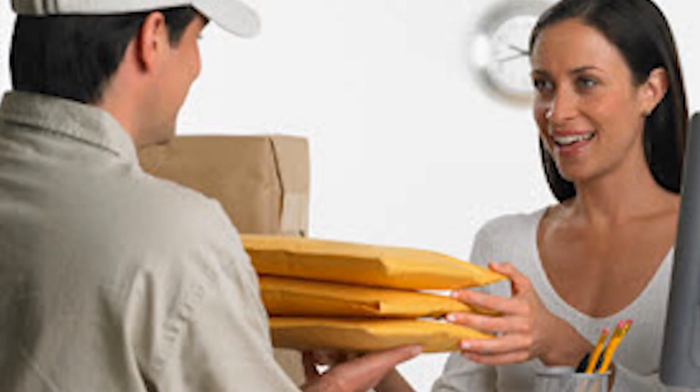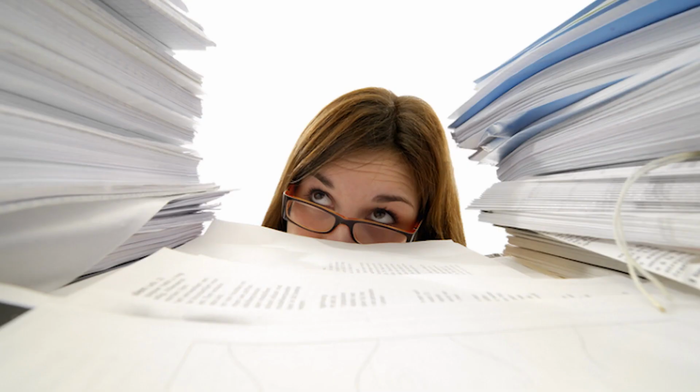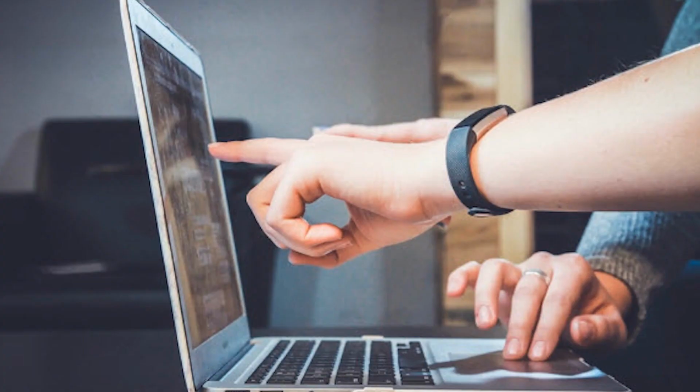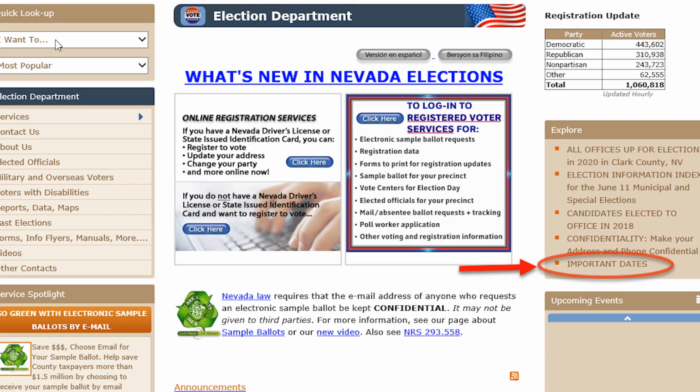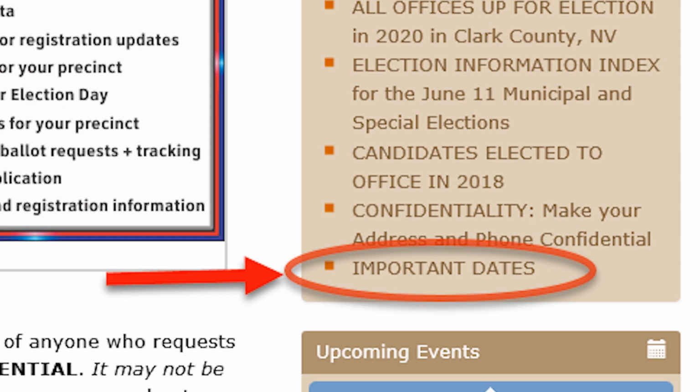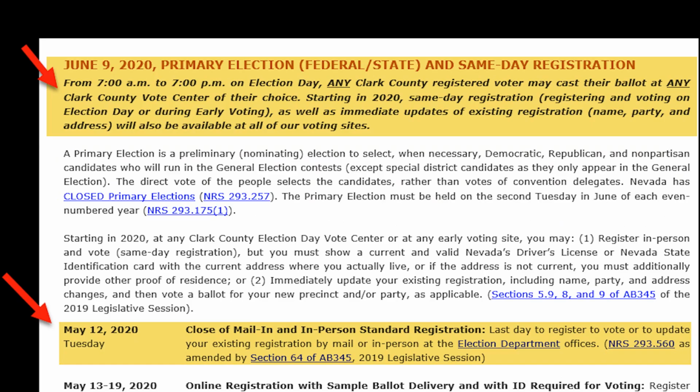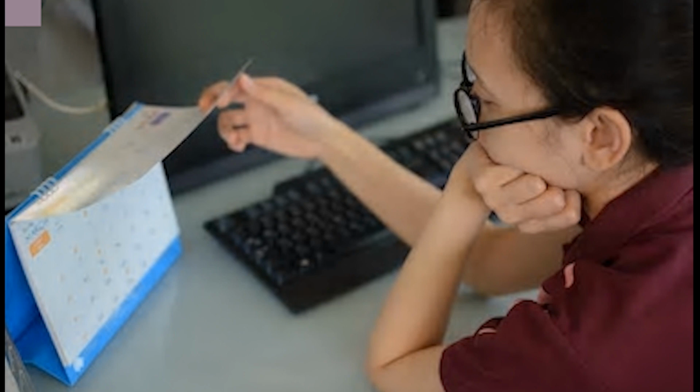During the 2-week period before close of registration, applications will be picked up by a courier directly from the election department. If you have any applications that need to be picked up during this period, please call 455-0076. Please visit our website at clarkcountynv.gov/vote. Go to the Important Date section to get the latest information on the close of registration and Election Day dates. Post a reminder at your desk to turn in completed applications.